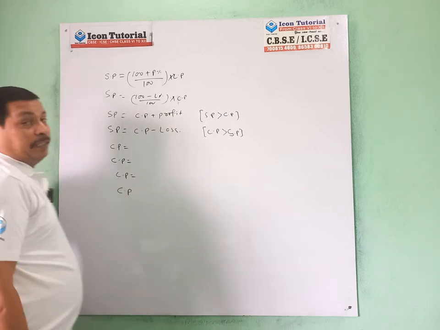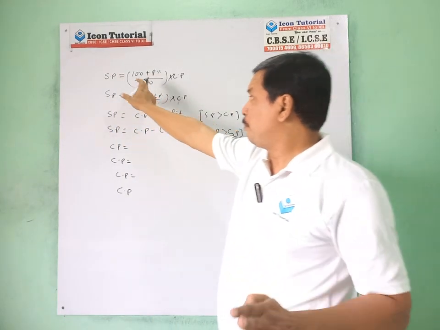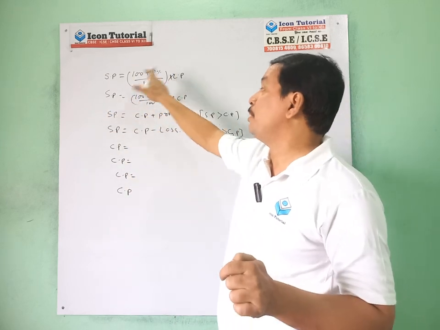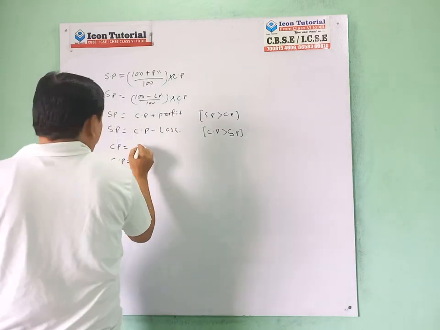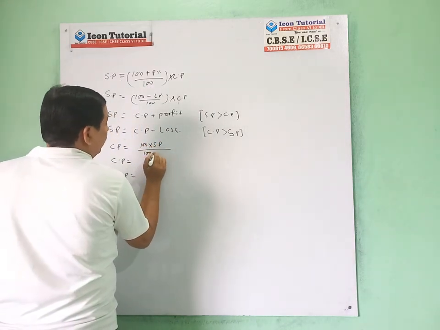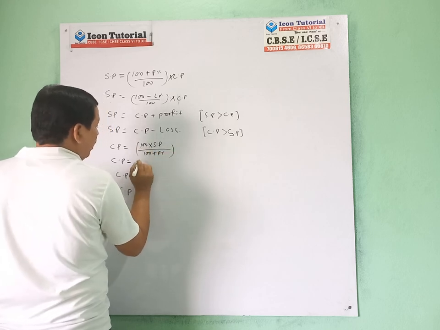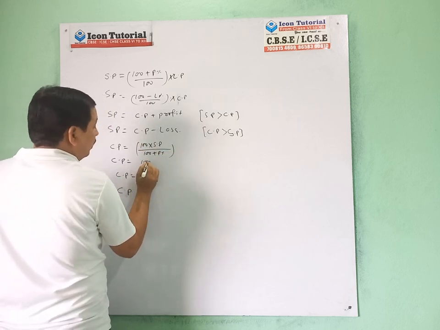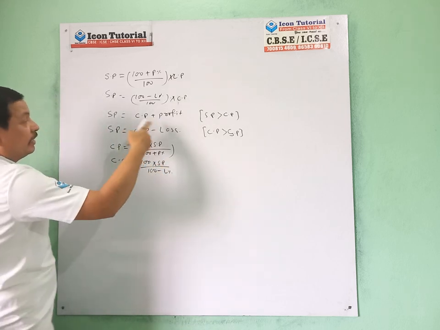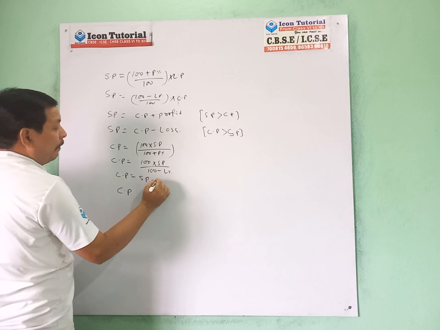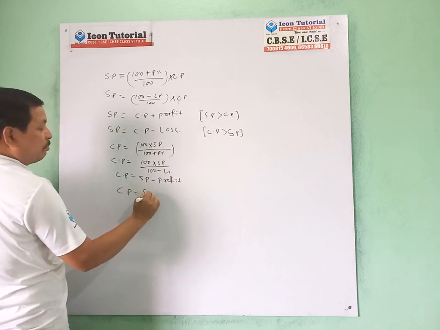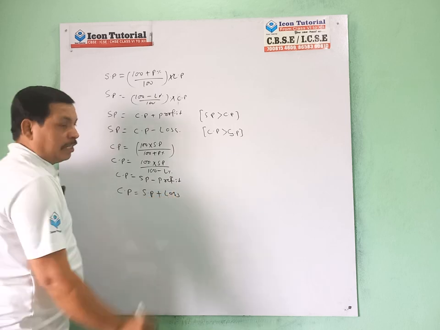So 4 CP formulas. Very easily you can understand this from SP. If you understood these formulas clearly, then I hope you can understand CP. So CP is equal to 100 into SP divided by (100 plus P%), right? Next, CP is 100 into SP divided by (100 minus loss percent). Then CP is equal to SP minus profit. Then CP is equal to SP plus loss. Is it clear?